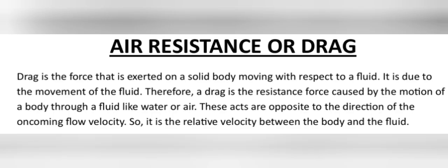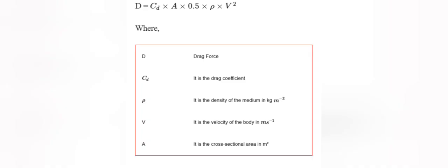So what is the equation? This is the equation to find drag force: D = CD times A times 1/2, or 0.5, times rho times v squared, where v is the velocity of the body. In this equation you only have to use velocity. V is the velocity of the body, A is the cross-sectional area, and CD is the drag coefficient. The drag coefficient varies with different bodies, based on the structure of the body. It is a constant value. D is the drag force, and rho is the density of the medium, air or fluid, whatever that fluid is.